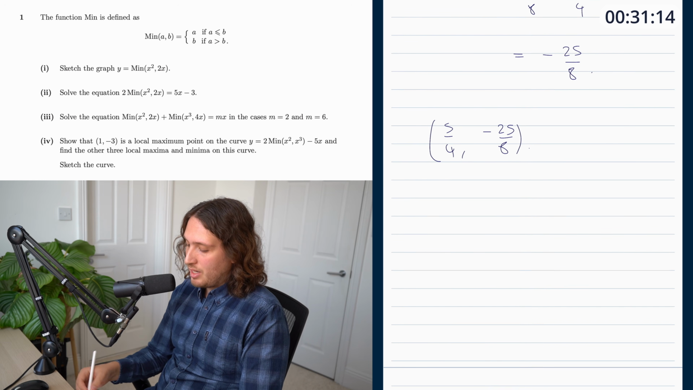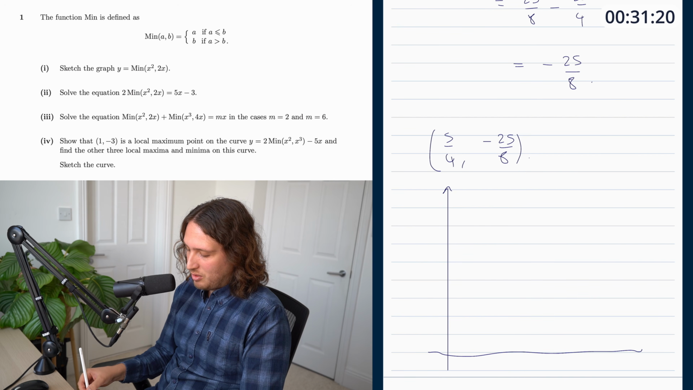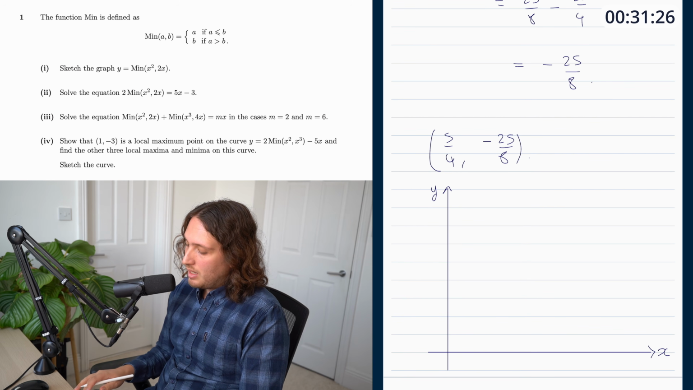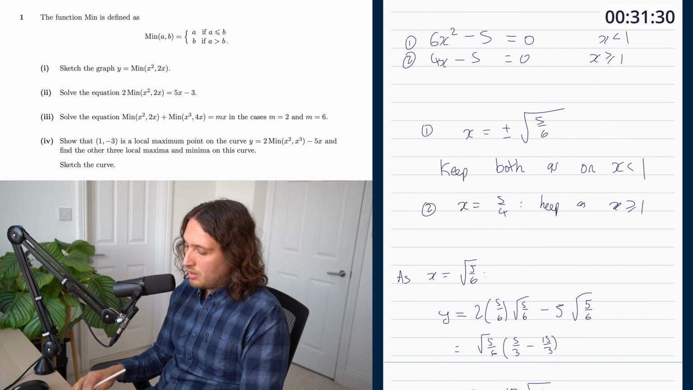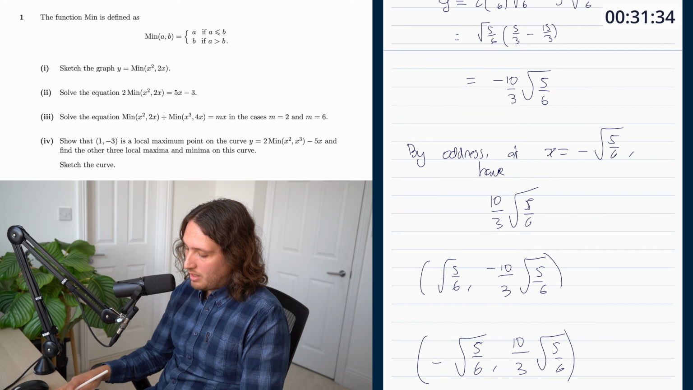Might as well now try and draw a quick sketch. Hopefully that won't take more than a couple of minutes, and then we'll be ready to move on to another problem. Okay, so what's going on? I've got... Where did I write the function?